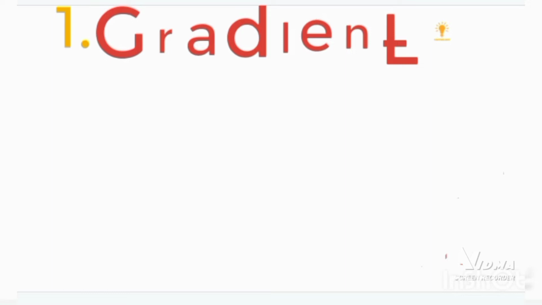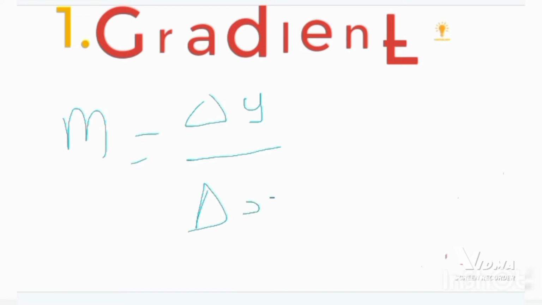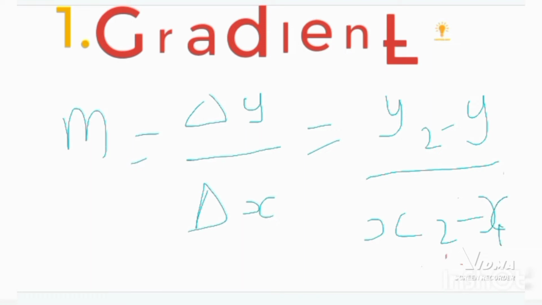The gradient formula measures the steepness of a straight line, and the formula goes as follows. So it's m is equal to change in y divided by change in x, which is equal to y2 minus y1 divided by x2 minus x1. And note that the gradient is represented by a small letter m.